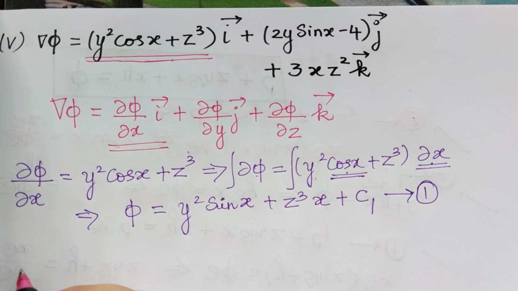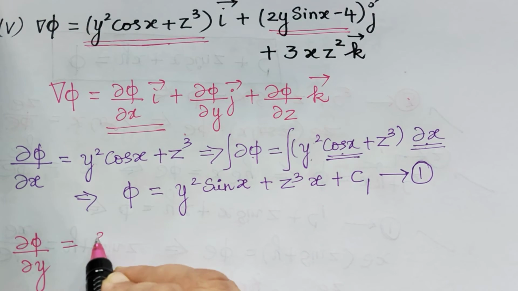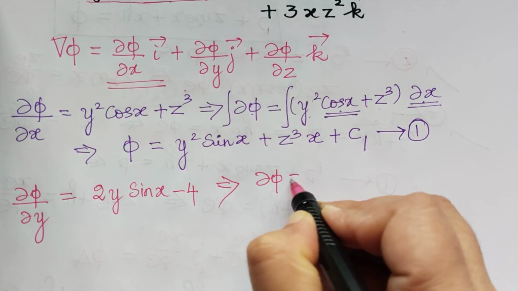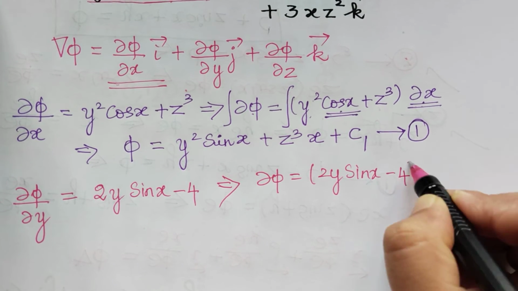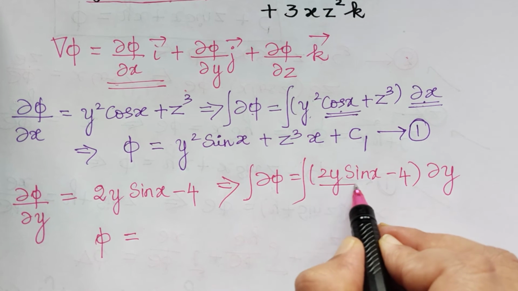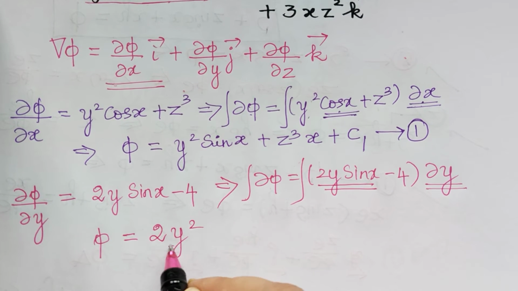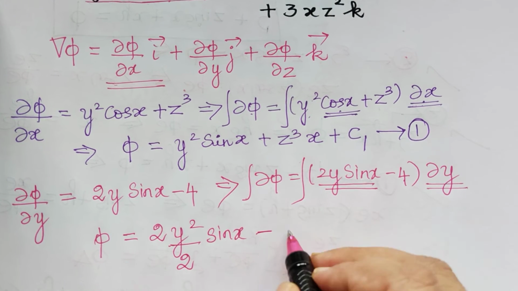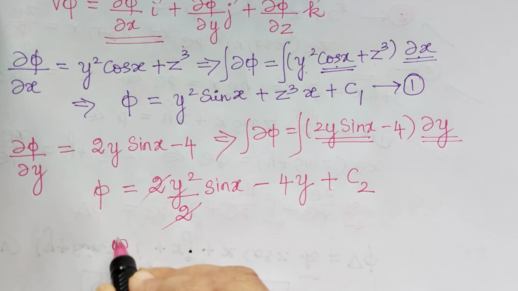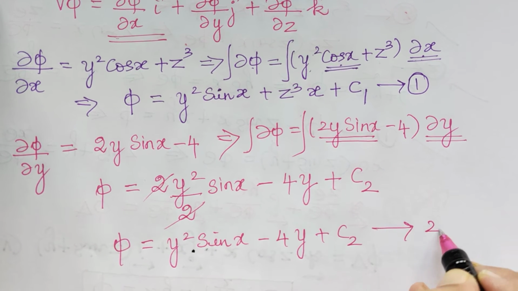Next we shall compare the j component. So ∂φ/∂y will be equal to 2y sin x minus 4. From this we get ∂φ equal to (2y sin x minus 4) ∂y. Now integrating on both the sides, integral ∂φ will be φ, and that will be equal to, 2y sin x has to be integrated with respect to y. So 2 sin x is a constant, and so we will integrate y alone. So y²/2 times 2 sin x minus 4y after integration plus a constant of integration c2. So this 2 and 2 get cancelled, and we get φ equal to y² sin x minus 4y plus c2. And let us mark this as equation 2.